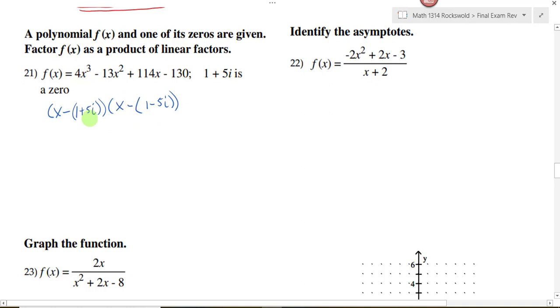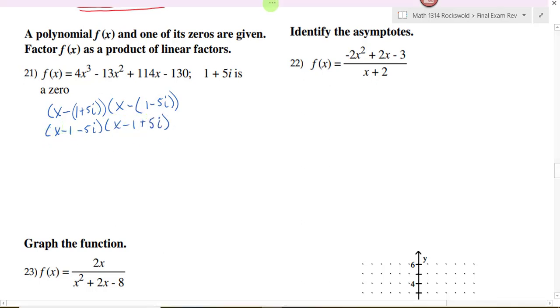1 plus 5i is a zero. 1 minus 5i is also a zero, and that means that I can write these as factors. If I multiply this out, then that gives me a quadratic that I could use to figure out what this factors into. I'm going to go ahead and distribute that negative, and that gives me x minus 1 minus 5i times x minus 1 plus 5i.